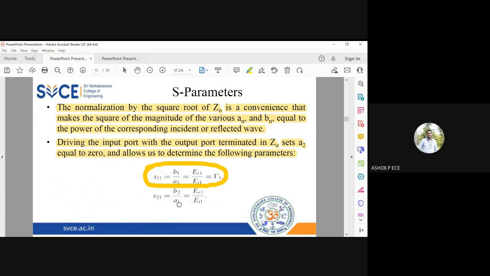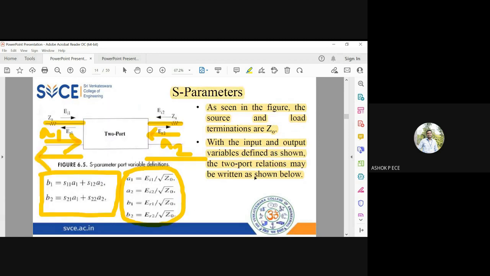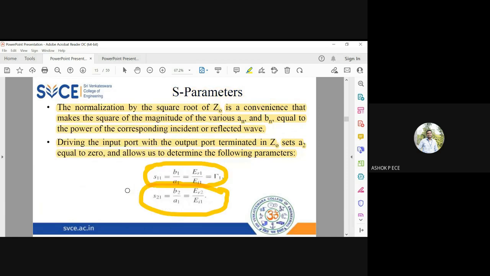S21, you see, I'm giving input A1 and I'm getting the output at B2. S21 is called the transmission coefficient. Just see where A1 is. A1 is here and B2 is here. B2 is coming out, so whatever I'm giving as input is getting amplified and coming out. So I can call S21 the transmission coefficient, whereas S11 is the reflection coefficient at port 1.